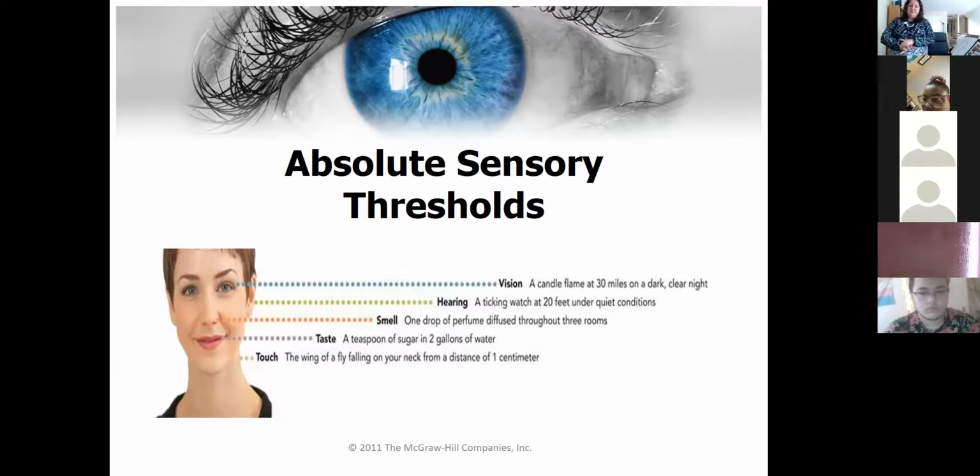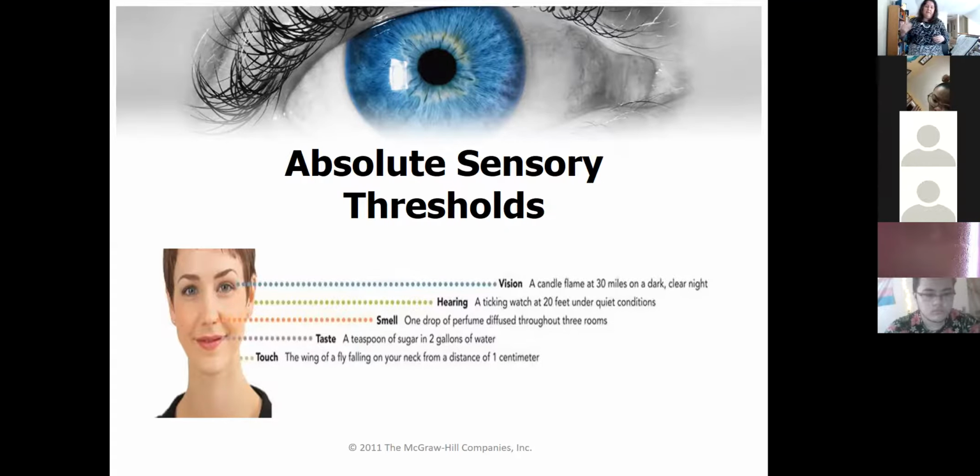Smell: one drop of perfume diffused throughout three rooms. And again, this will be affected by a whole host of things, like if you're stuffed up. Taste: a teaspoon of sugar in two gallons of water. And again, if you're stuffed up, this is going to be a problem because part of taste is smell.